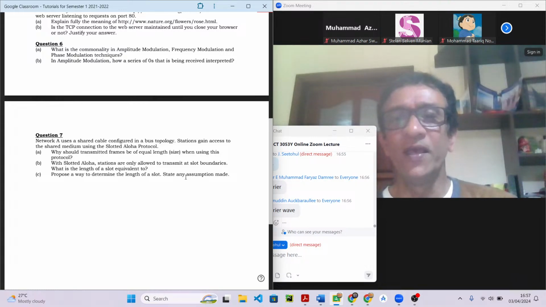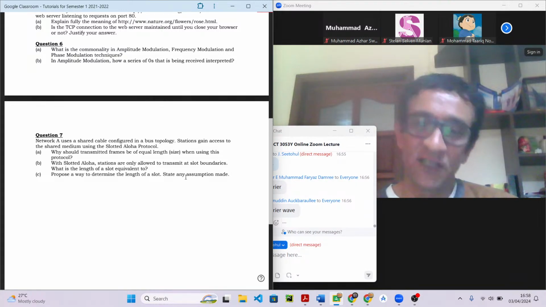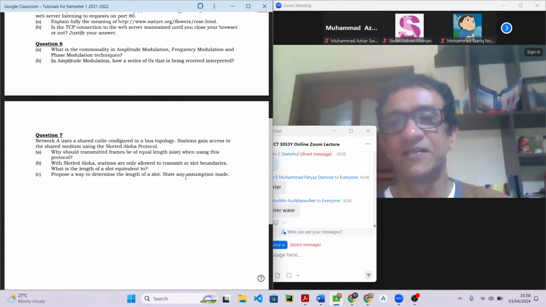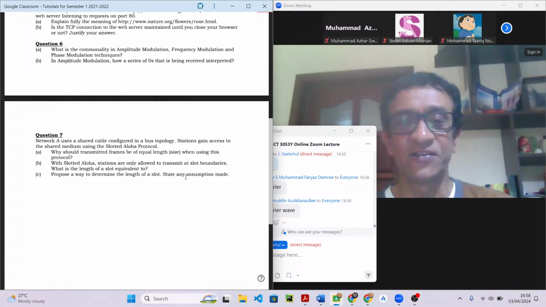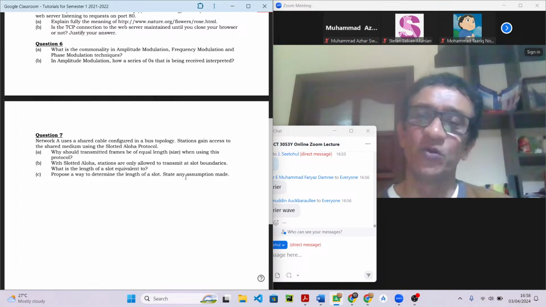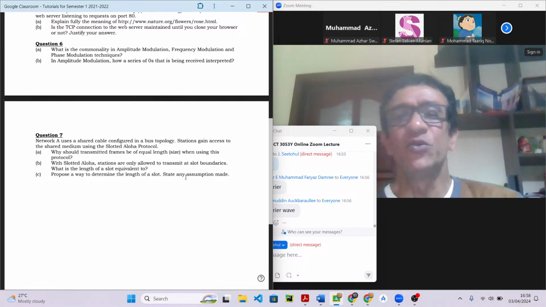So propose a way to determine the length of a slot. You can use round trip delay just as we did before. Take round trip delay, divide by 2. Perform several times, use the average, and you get it, right? Or you start a timer when you're sending the packet at one end, then when the packet reaches the other end, you stop the timer. And then you do this multiple times and find the average.